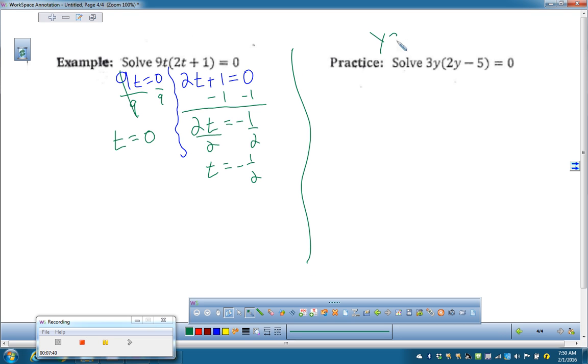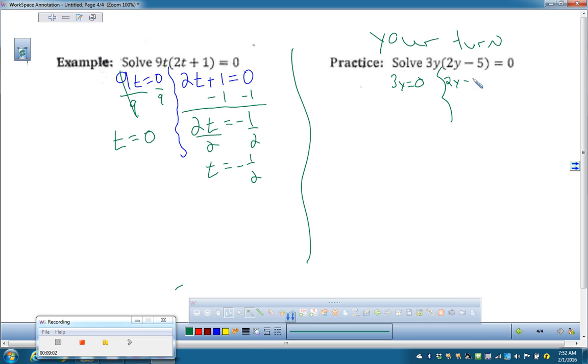So your turn. Give that one a fighting chance. Do we have a lot more after this? Yeah. Where's my pause button? Pause. Draw a little squiggly line down here. Okay. 3y equals 0. 2y minus 5 equals 0. So y equals 0. And here I would have to add 5, divide by 2, and I get 2y equals 5, y equals 5 over 2, okay?